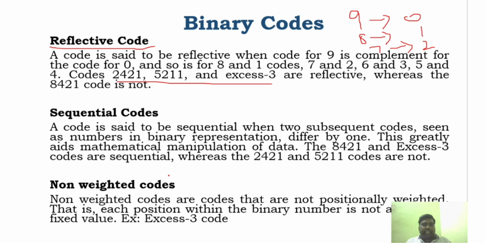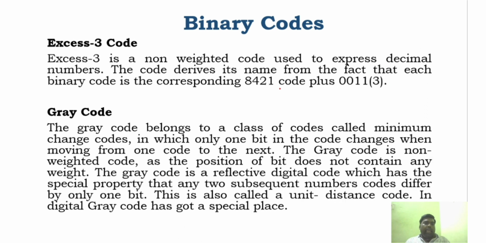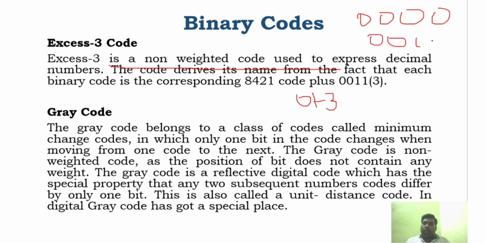A very good example is XS3 code. As I said, XS3 code is the same as what we explained there. For every number you have to add 3. If it is binary, you have to add 0011, and if it is decimal, you can just write 0 plus 3, and 6 plus 3 is 9, something like that. So that is XS3 code, any code in excess of 3. If it is 0, 0 plus 3; if it is 1, 1 plus 3, like that.